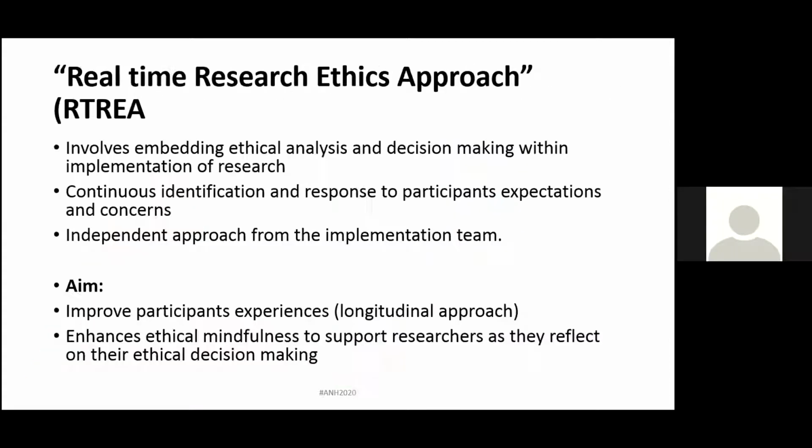But our main focus would be to talk about the real-time research ethics approach, and this is the approach that we took. So in a nutshell, the real-time research ethics approach.